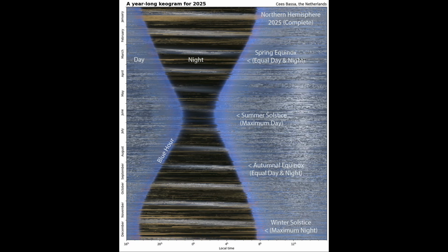The closer you got to the poles, the more that would pinch in at the middle, and eventually you would have, if you went far enough north, days where the sun would never set.